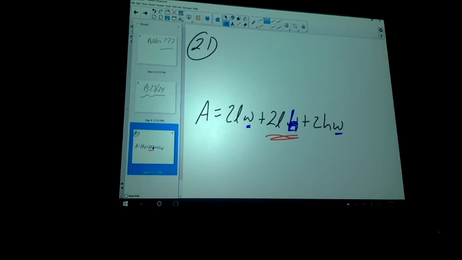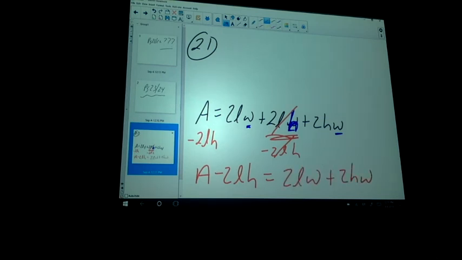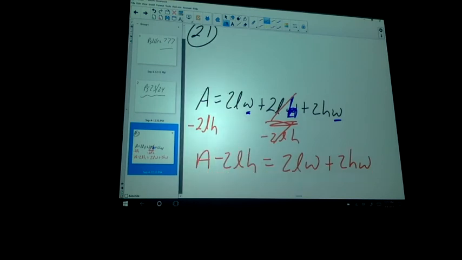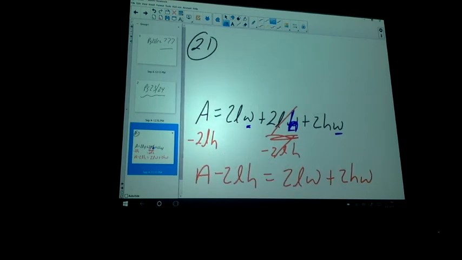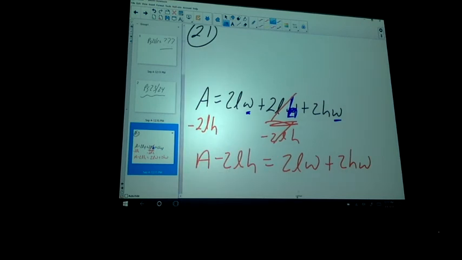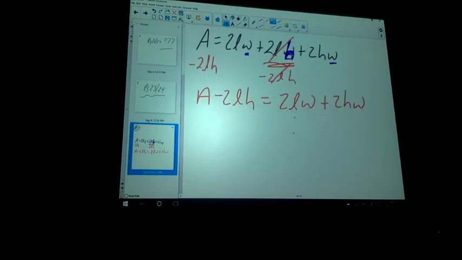So how do I move it? But it's being added to everything. The 2LH, I'm going to move over here. A minus 2LH equals 2LW plus 2HW. We're still on our quest to get W by itself, right? Yep. Okay. So both of these terms have a W on it, agree?